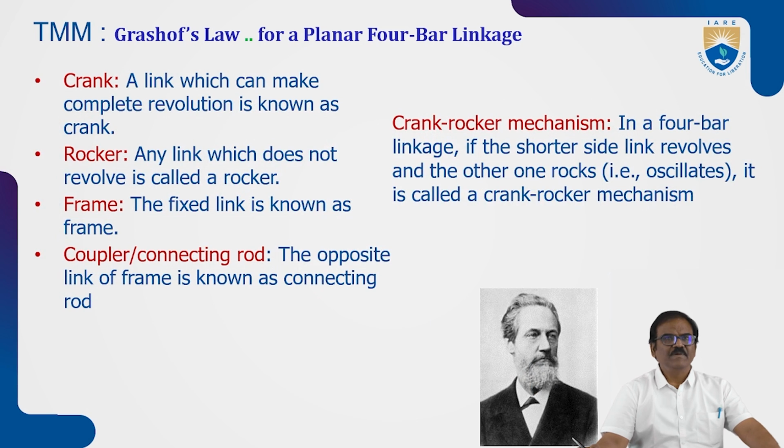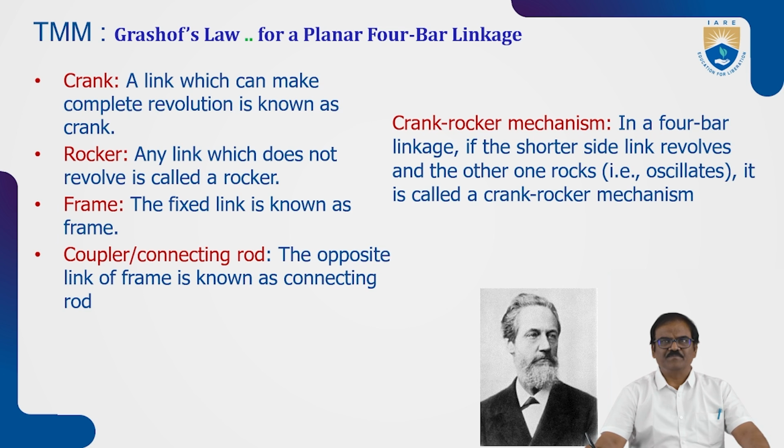Then we go to crank. A link which can make complete revolutions is known as a crank. Rocker: any link which does not revolve is called a rocker. Frame: the fixed link is known as the frame. Coupler or connecting rod: the link opposite to the frame is known as the connecting rod.